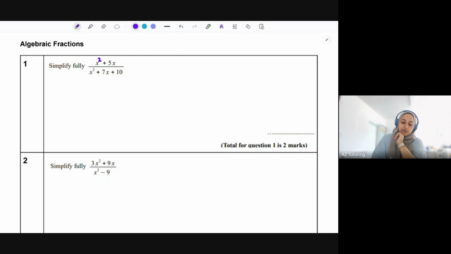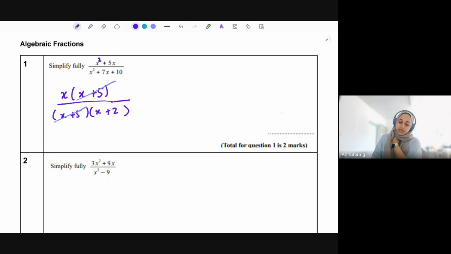To factorize x squared plus 5x, I can pull out an x, then x times x is x squared, x times 5 is 5x. And then the bottom one, I need two numbers that multiply to give me 10, and two numbers that add to give me 7. So 5 times 2 is 10, and 5 add 2 is 7. So I can see the x plus 5 term cancels out. So we're left with x over x plus 2. That's my final answer for this one.